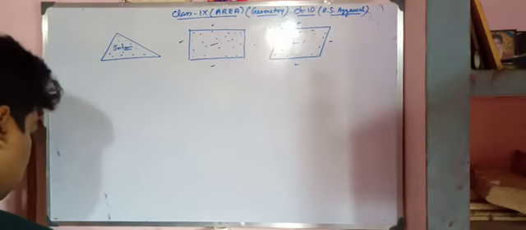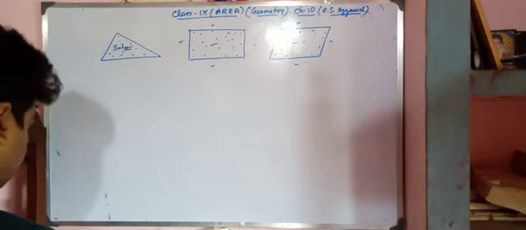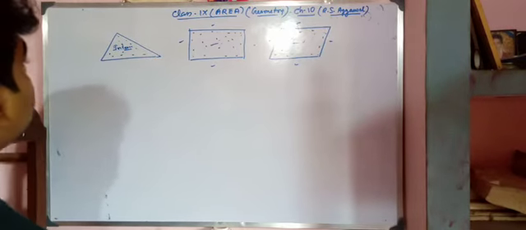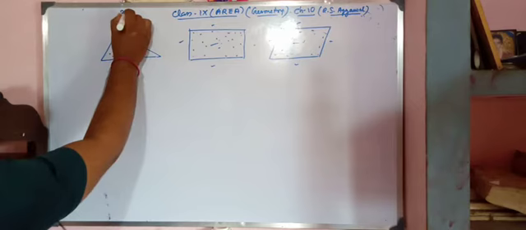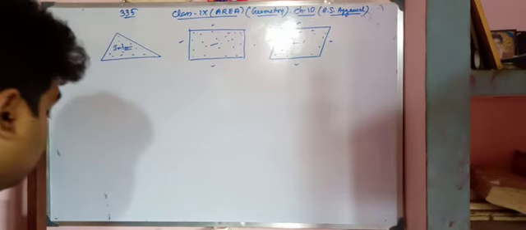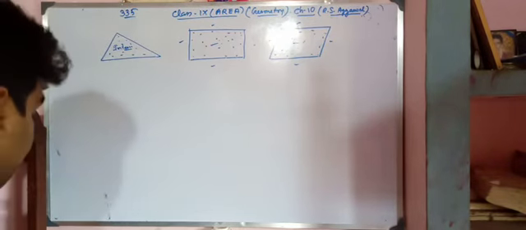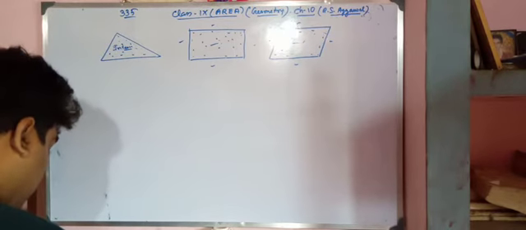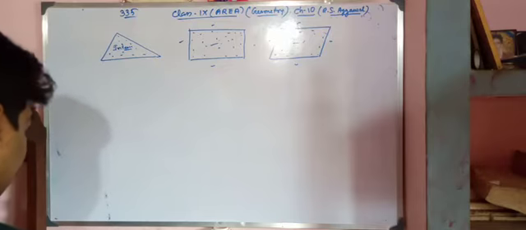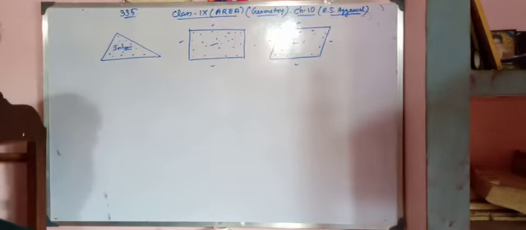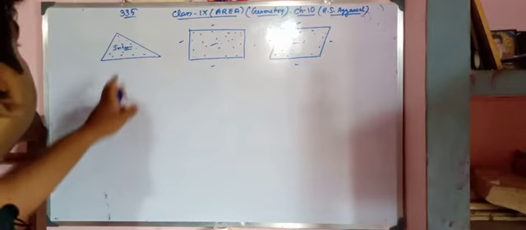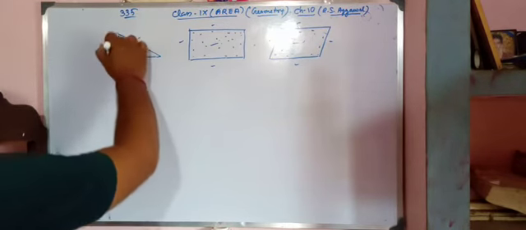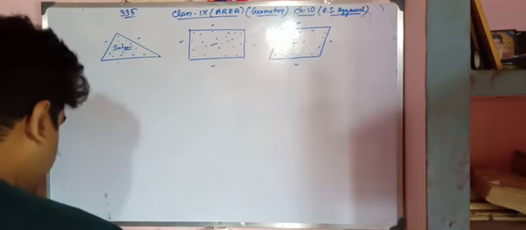Next, you have the area axiom. So here some definitions are given in your book. In my book, it is page number 335, chapter name is area from geometry. Now, interior and exterior of a triangle. What is interior? This is the interior, and these outer parts are exterior.